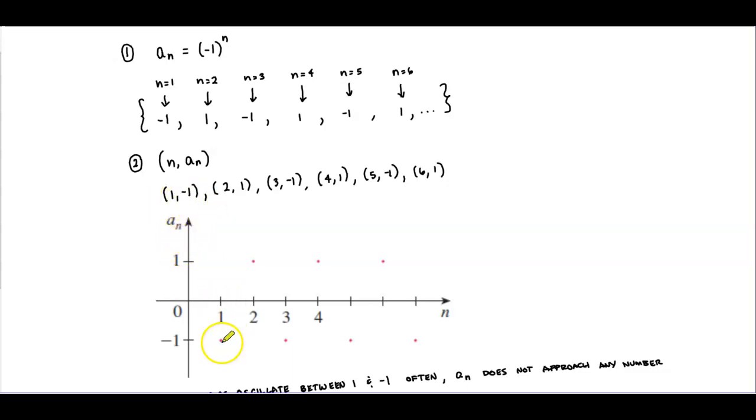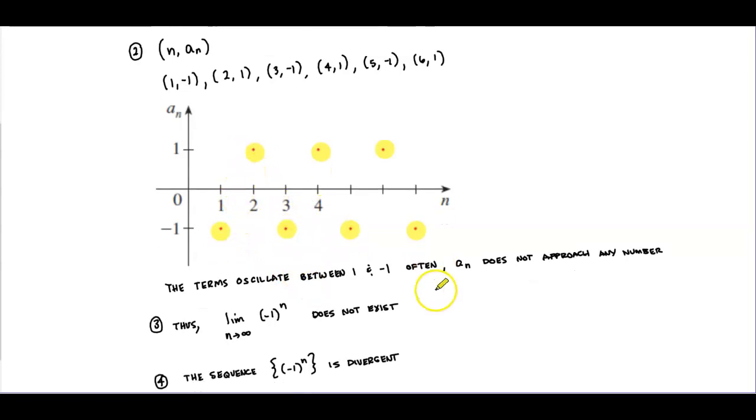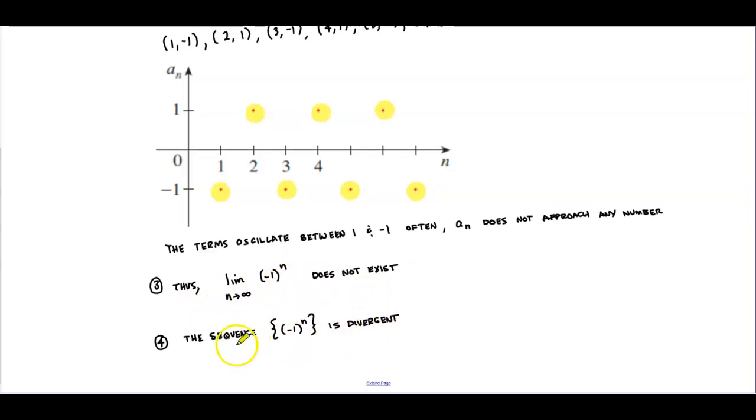So we plot 1, -1, there's our point, 2, 1, there's our point, 3, -1, 4, +1, 5, -1, 6, +1, 7, -1. As you can see here, the terms are oscillating between 1 and -1 often. And so therefore a subscript n does not approach any number. Therefore, the limit as n approaches infinity of -1 to the nth power does not exist. And so we can determine that this sequence is divergent.